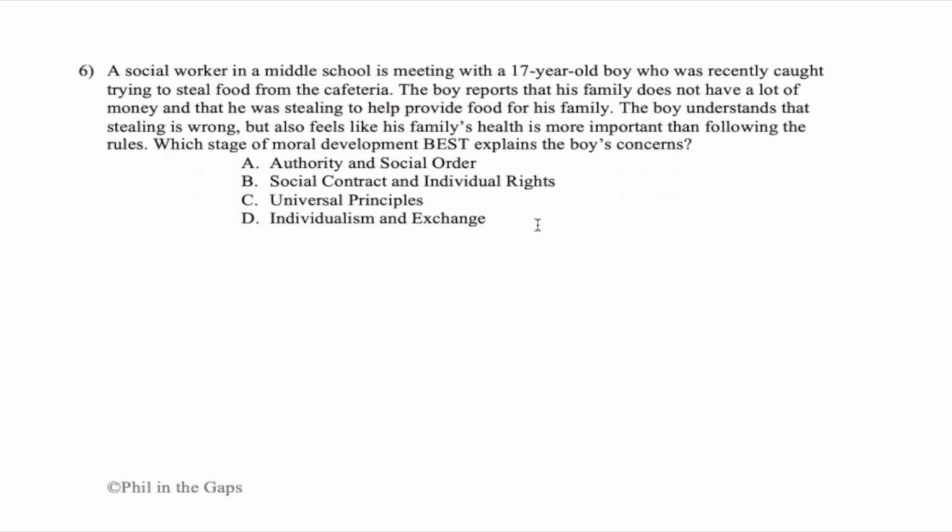Question 6. A social worker in a middle school is meeting with a 17-year-old boy who was recently caught trying to steal food from the cafeteria. The boy reports that his family does not have a lot of money and that he was stealing to help provide food for his family. The boy understands that stealing is wrong, but also feels like his family's health is more important than following the rules. Which stage of moral development best explains the boy's concerns? A. Authority and social order. B. Social contract and individual rights. C. Universal principles. D. Individualism and exchange.